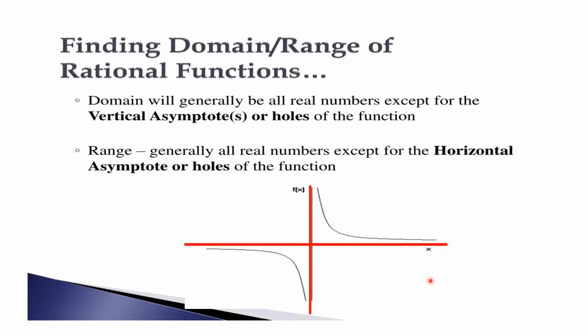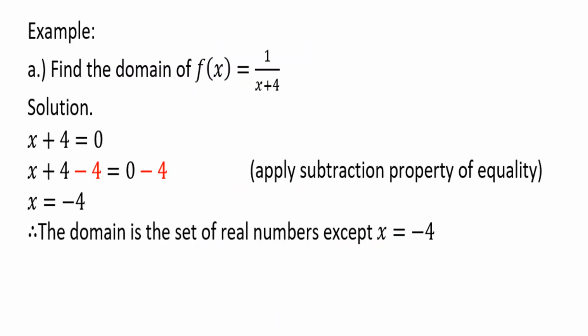Okay, so finding the domain or range of rational functions. Domain will generally be all real numbers except for vertical asymptotes or holes of the function, and the range will generally be all real numbers except for the horizontal asymptotes or holes of the function. So let's have here an example of how to find the domain. f of x equals 1 all over x plus 4.